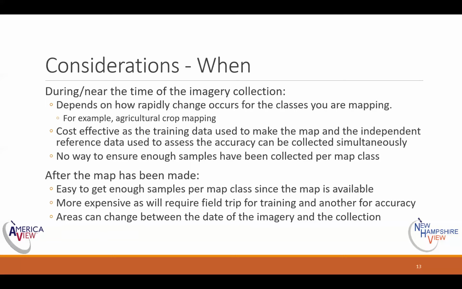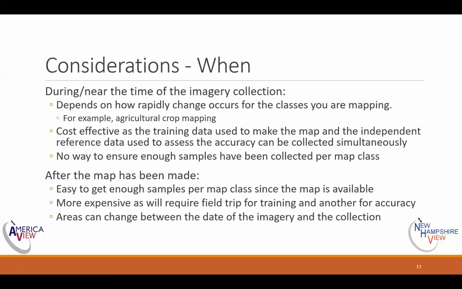That way it's easy to get enough samples per map class because you have the map readily available to know what you need, okay? However, it is more expensive because now you've done 2 trips to the field, right? One for training to collect that training data so you can make the map, and now a separate independent one to collect the accuracy assessment data.